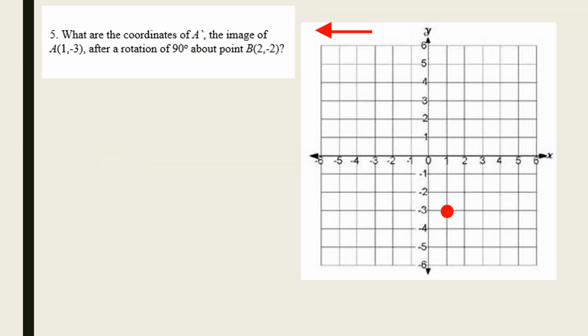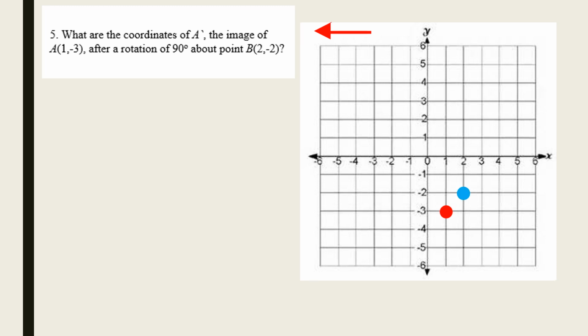All right, number 5, now we're going to a different center of rotation. So now is where it gets a little bit trickier. So step 1, we plot the point A. A is what's plotted in red. That's at 1, -3. We're rotating 90 degrees about point B. So this is where it changes just a little bit. We have to also plot that point, 2, -2.